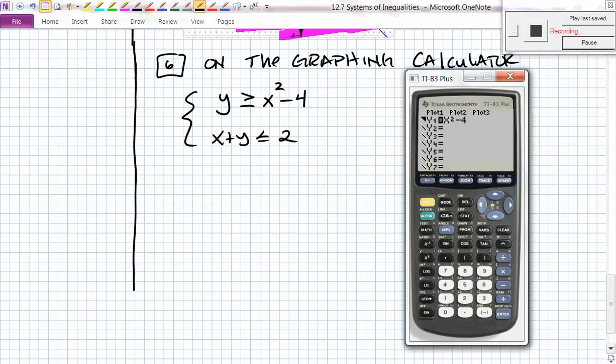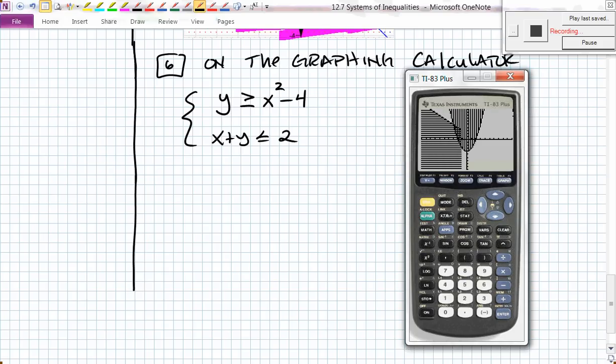Okay, next, my second equation: if I solve this for y, I would have y is less than or equal to negative x plus 2. So I'll put that in there, negative x and then plus 2. Please use the negative sign, not the minus sign. And do we want everything above or below? There you go. Enter, enter, enter. And you should see this picture.